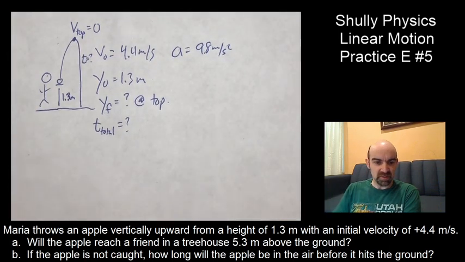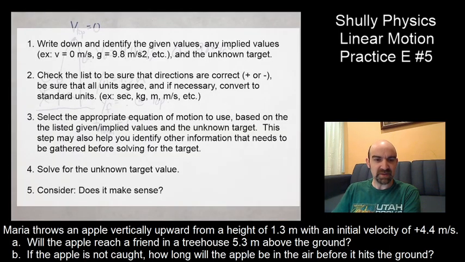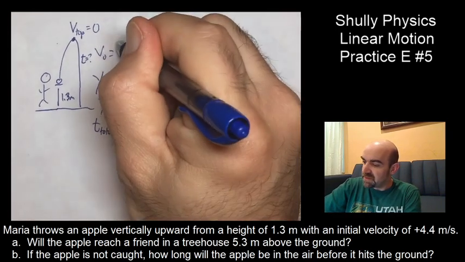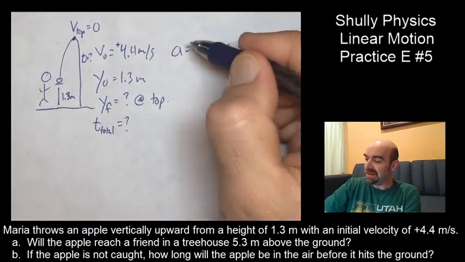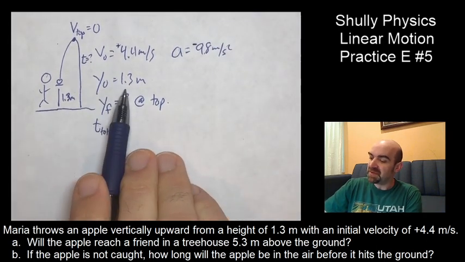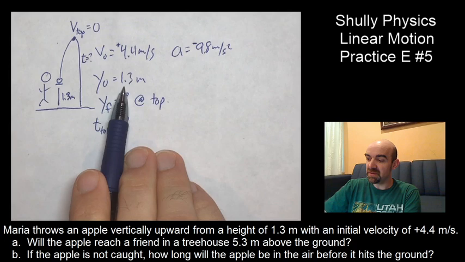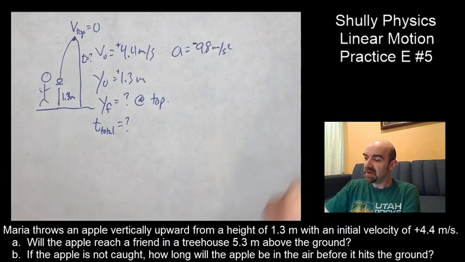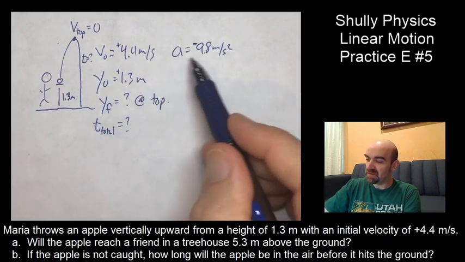But let me check a problem solving text here. I added this one in last time. Let's check the list to be sure that the directions are correct. The directions agree. And be sure that all units agree. All right, so let's do that right now. This velocity is positive and it's upward, but the acceleration is negative. It's downward. This is a positive starting position, so that's above the ground, so that's also positive. It's not below the ground, so our directions and units agree now.